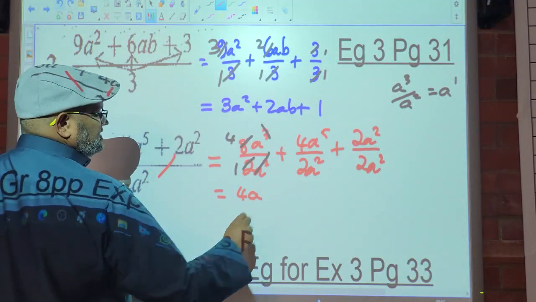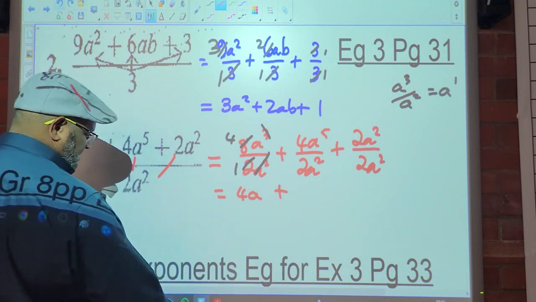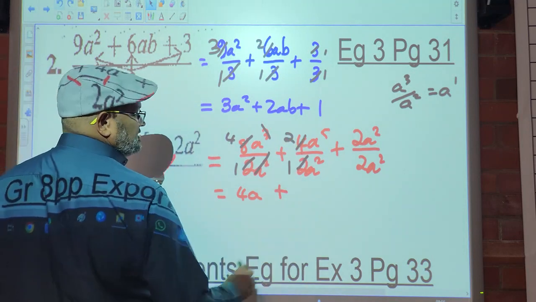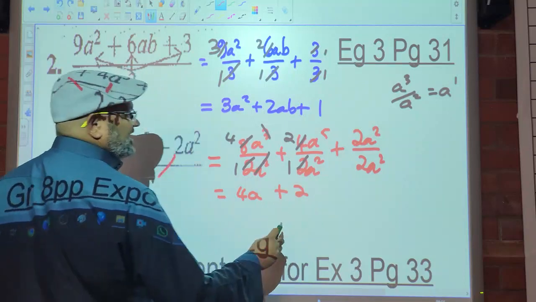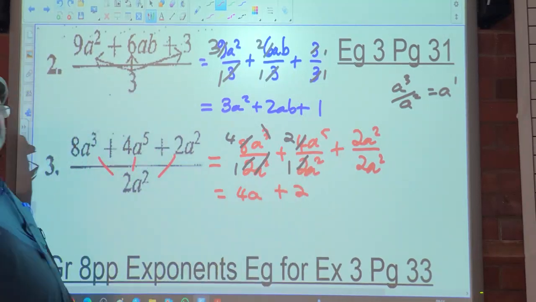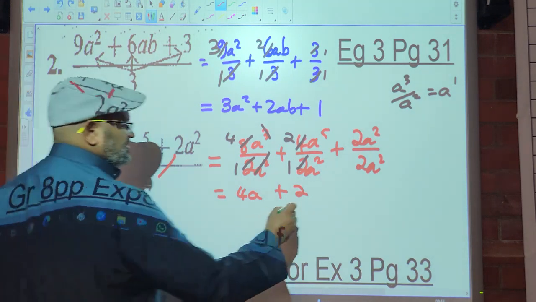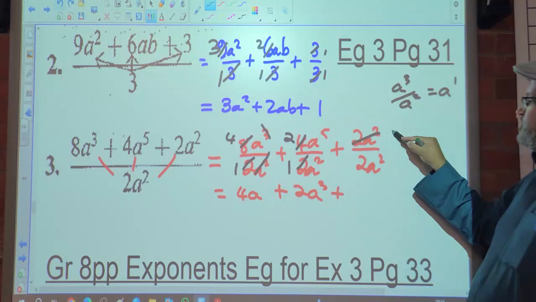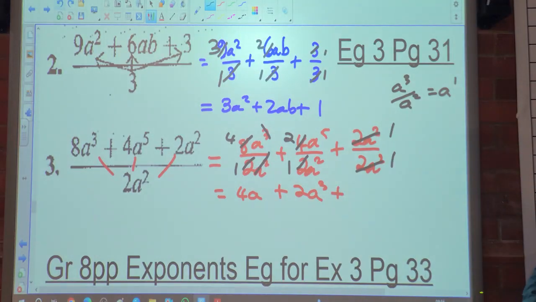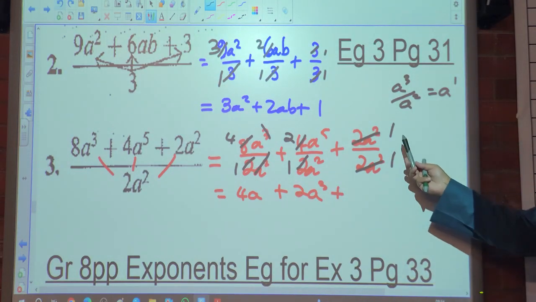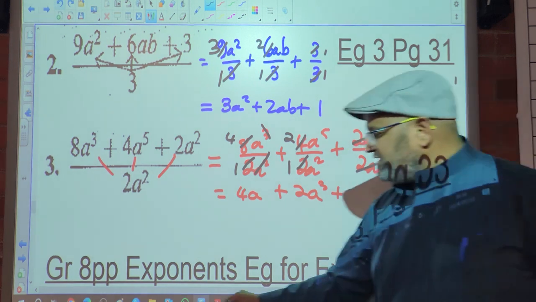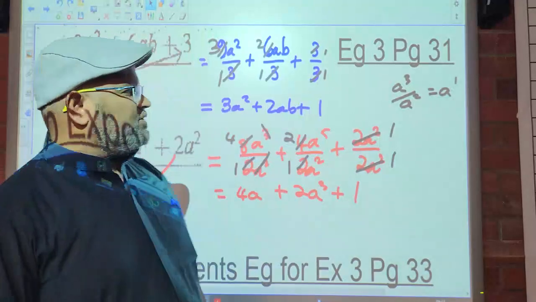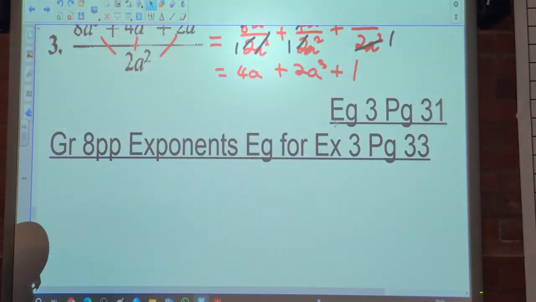So it's 4a plus. 2 goes into 2 once, 2 going into 4 twice. So it's 2. So what's a to the 5 over a squared? A cubed. Okay. Plus 2a squared going into 2a squared once. So this is 1 over 1, which is 1. Do you guys understand? Last one. Number 4.